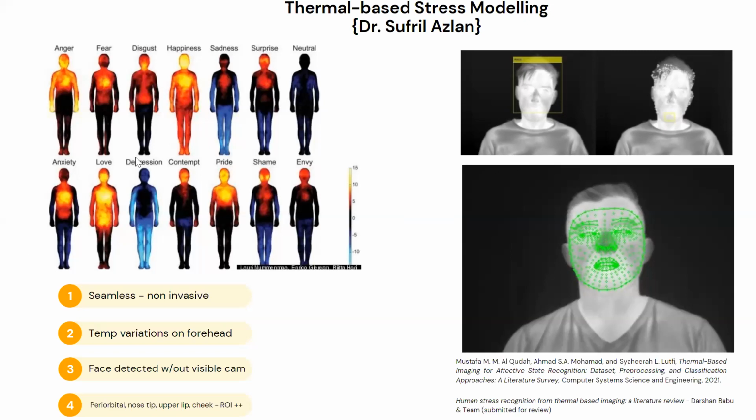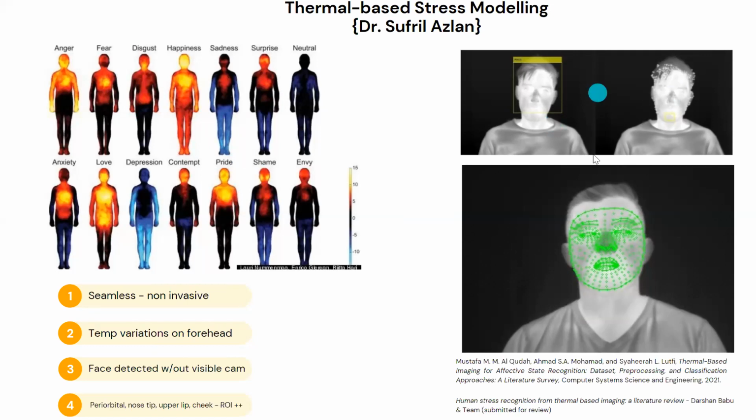So if you see here, different emotions are actually detected in different regions of the body through their temperature. And this is a work done by Darshan, a student of Dr.